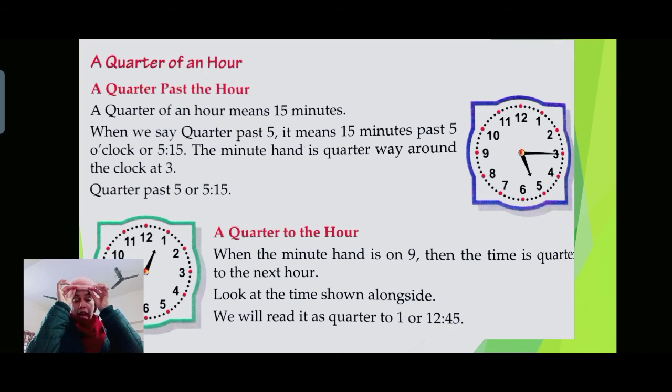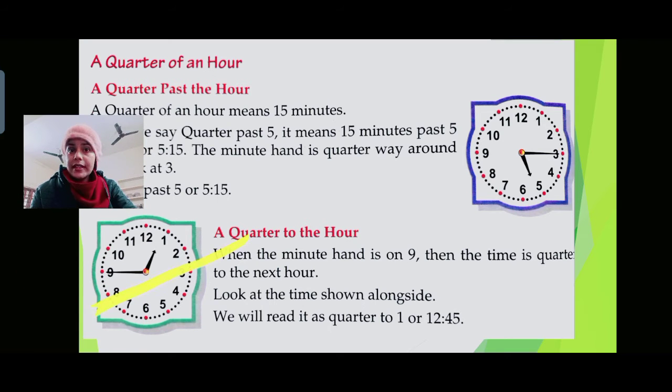Similarly, if your minute hand is on 9, then you will read that as quarter to the hour. What does that mean? When the minute hand is on 9, then the time is quarter to the next hour. If your minute hand is on 9 and the hour hand is on 12, the time is 12:45 in figures, but in words, quarter to 1.